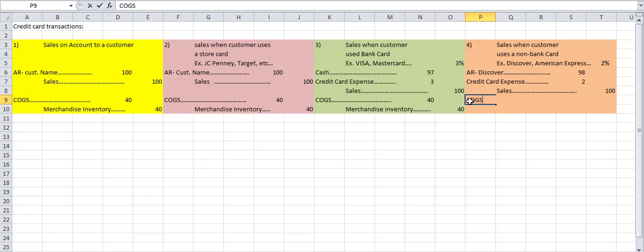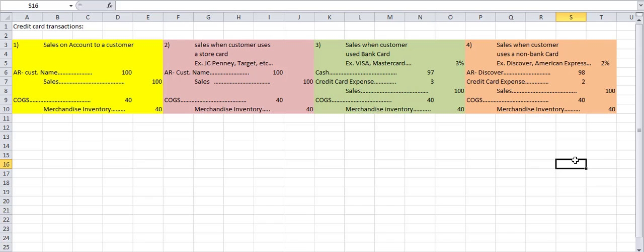Entry number two, again, assuming we are still under perpetual, you would debit cost of goods sold and credit merchandise inventory. And there you have it. That's how you do credit card transactions. So the first scenario you've known for quite a while if you've been taking accounting courses. The second scenario is new, but it's exactly the same as the first scenario. So when a customer comes in and uses their store card, it's the same thing as just selling on account.